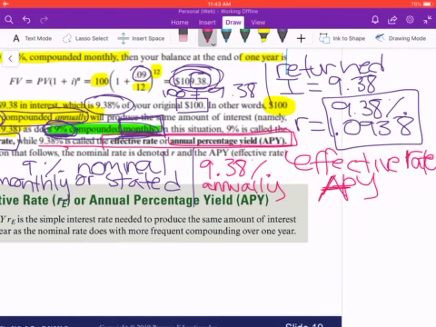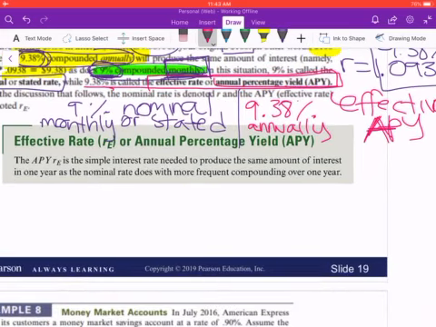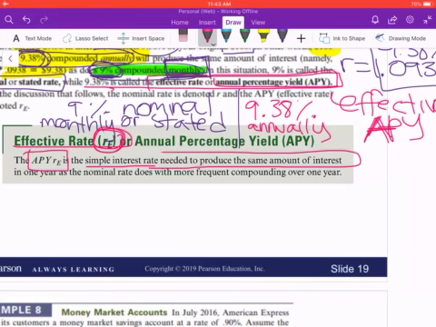And I'm sure you have encountered something related to APY. Just look at your credit card statement if you do have a credit card. So here, just to summarize this, the APY, or the effective rate, that's why we use R sub E, is the simple interest rate needed to produce the same amount of interest in 1 year.